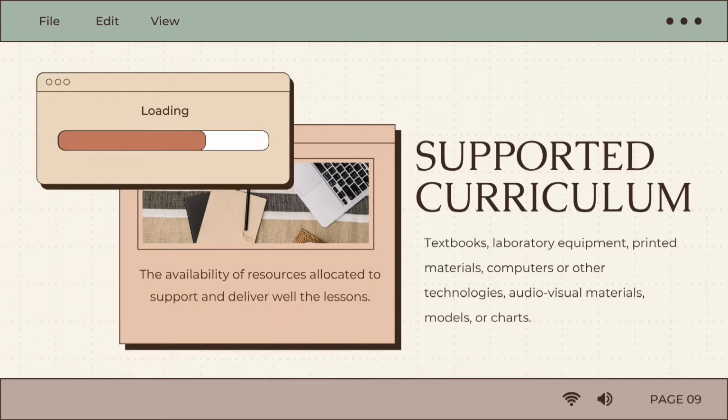Before using the materials needed in presenting to students, the teacher should try them first or inspect if the material is okay and accessible, so that when the time comes to use it, his or her discussion is flawless and has no technical problems, especially if the teacher will use technologies. Examples of the supported curriculum are textbooks, computers, audiovisual materials, laboratory equipment, printed materials, models, or charts.